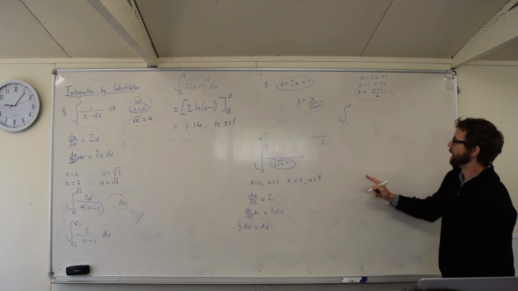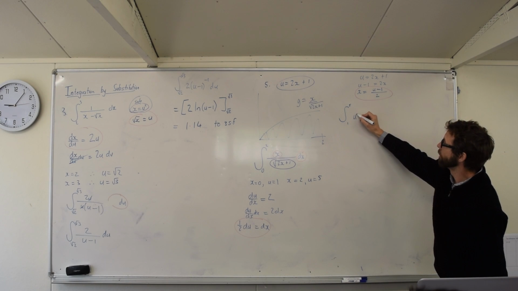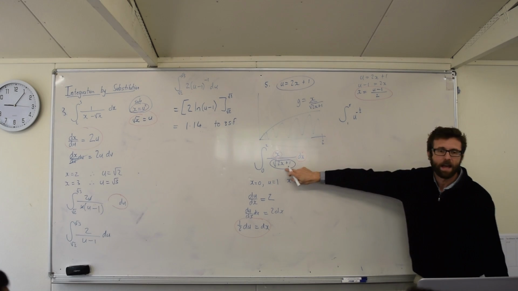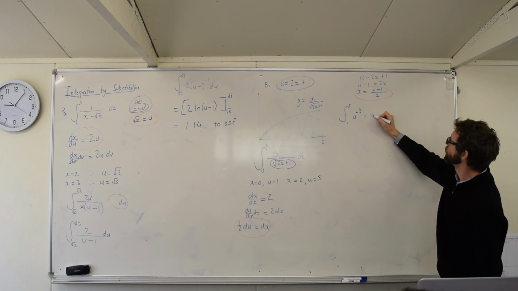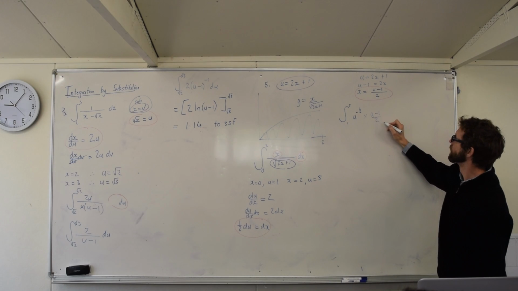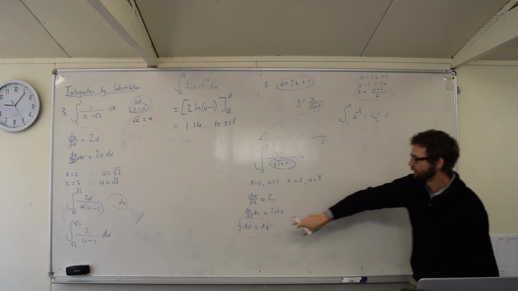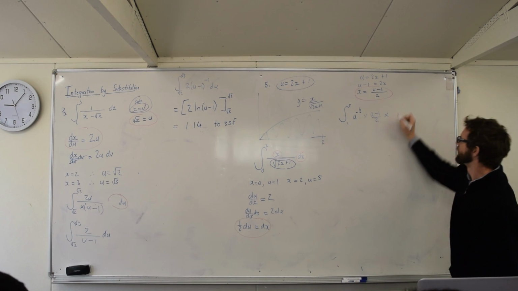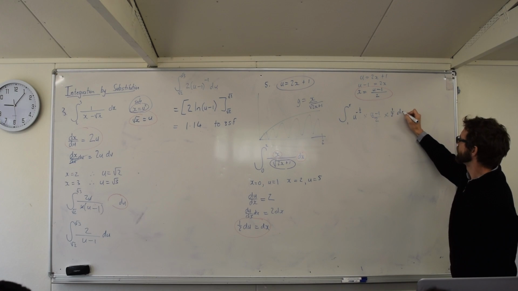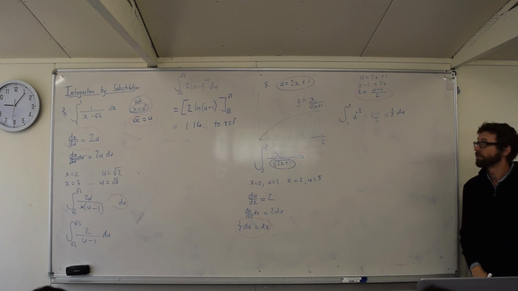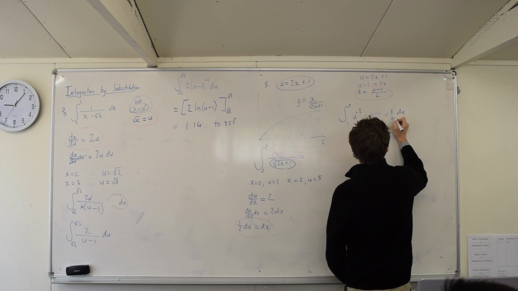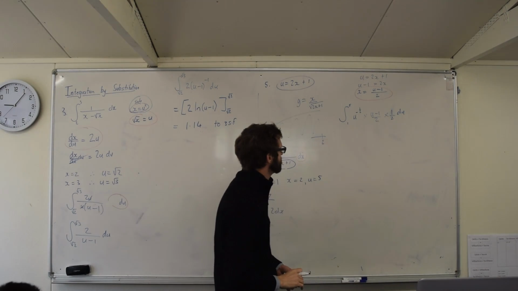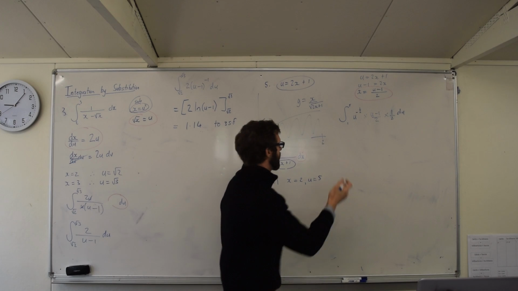Yep. u to the power of minus 1/2, that's that bit, times u minus 1 all over 2, times 1/2 du. Looks pretty horrific, doesn't it, really? I might just move that down a bit so it looks better. Okay, next line.